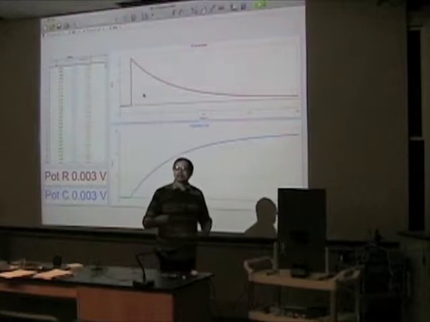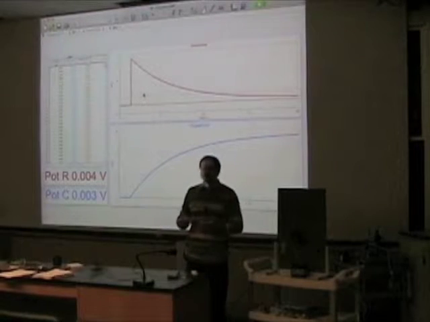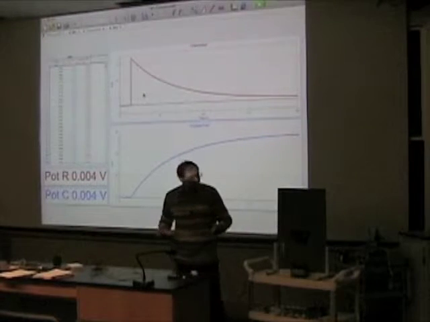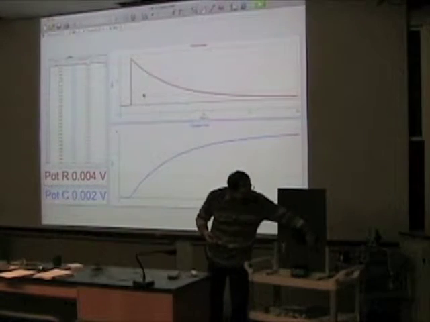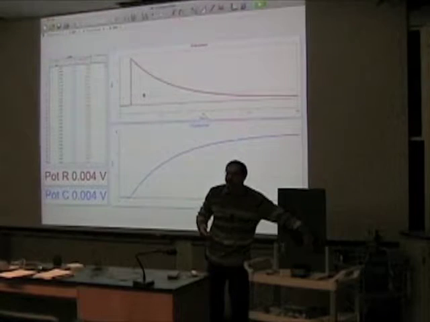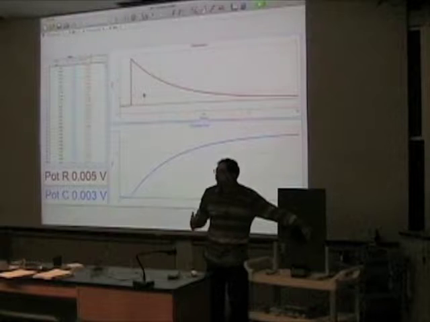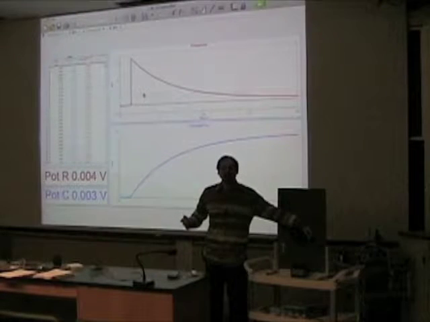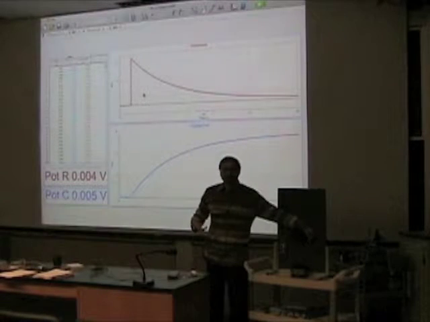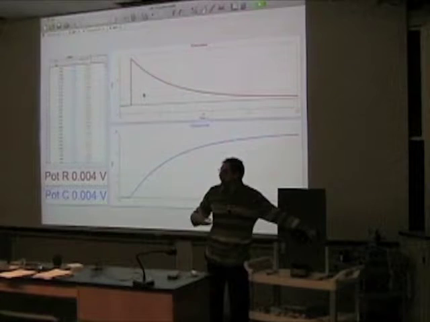Well, the law of conservation of energy says energy cannot disappear. So what happened is that the energy gets lost here. This wire gets a little bit warmer than it was before. That's it. So this energy gets lost in heat.